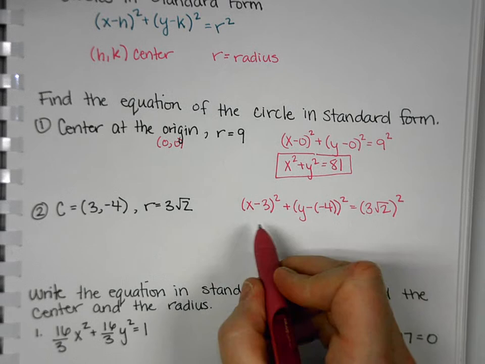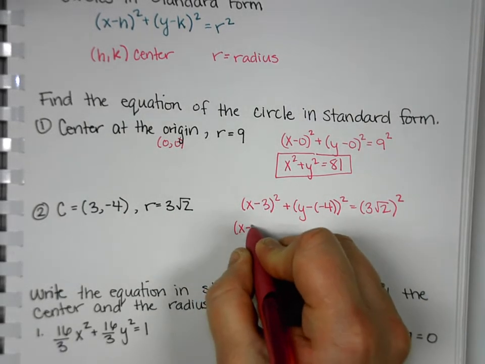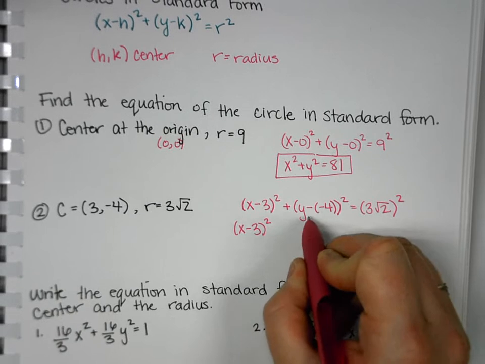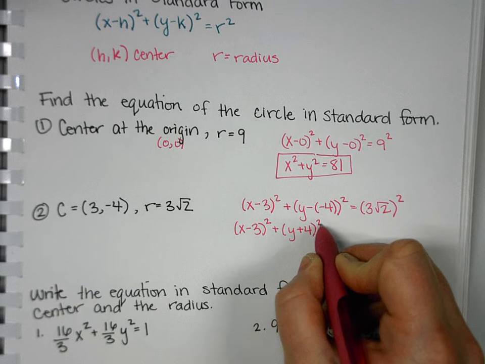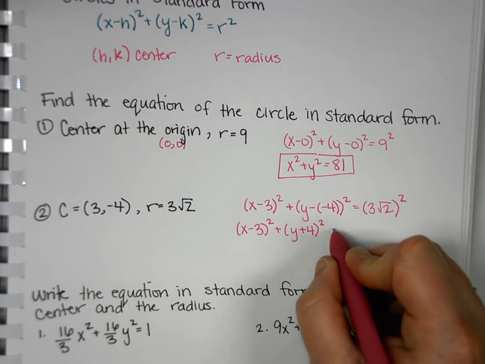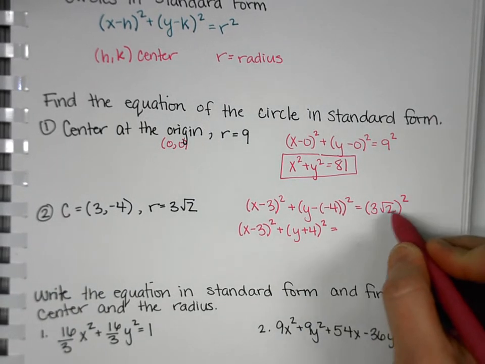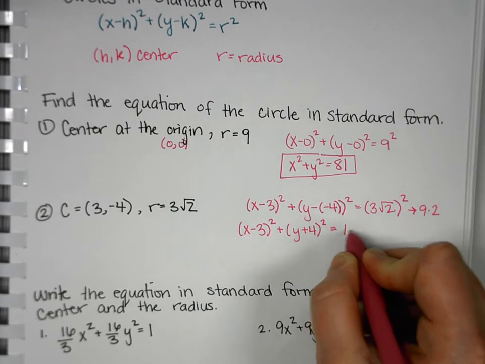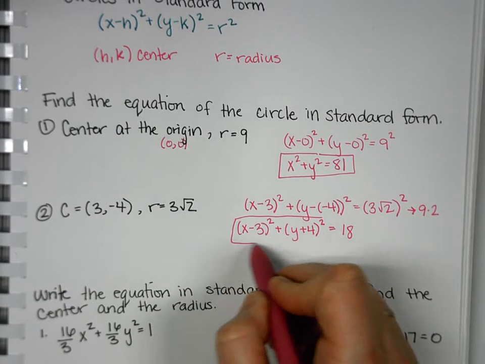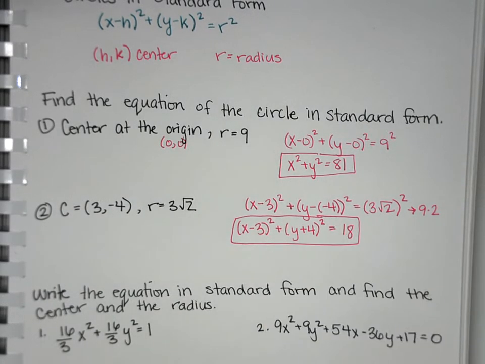For this one, we don't have anything to simplify with our x minus 3, so we can just copy that down. For y, we're going to make that a y plus 4, so we can change that double negative to a positive. And then lastly, (3 root 2) squared, that's 9 times 2, or 18. And this would be your standard form equation. So hopefully that brings back a little bit of how you write an equation in standard form, especially when you're given the key pieces of center and radius.